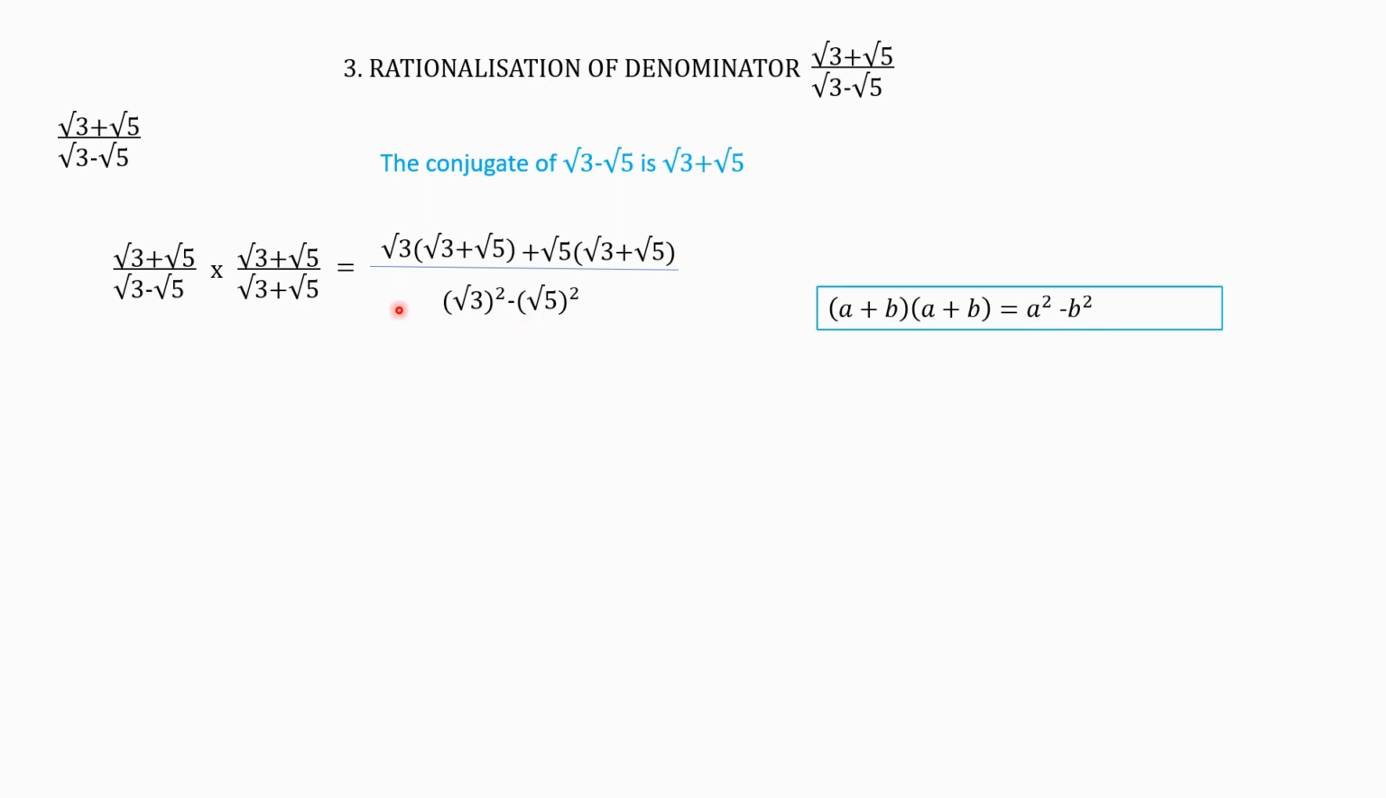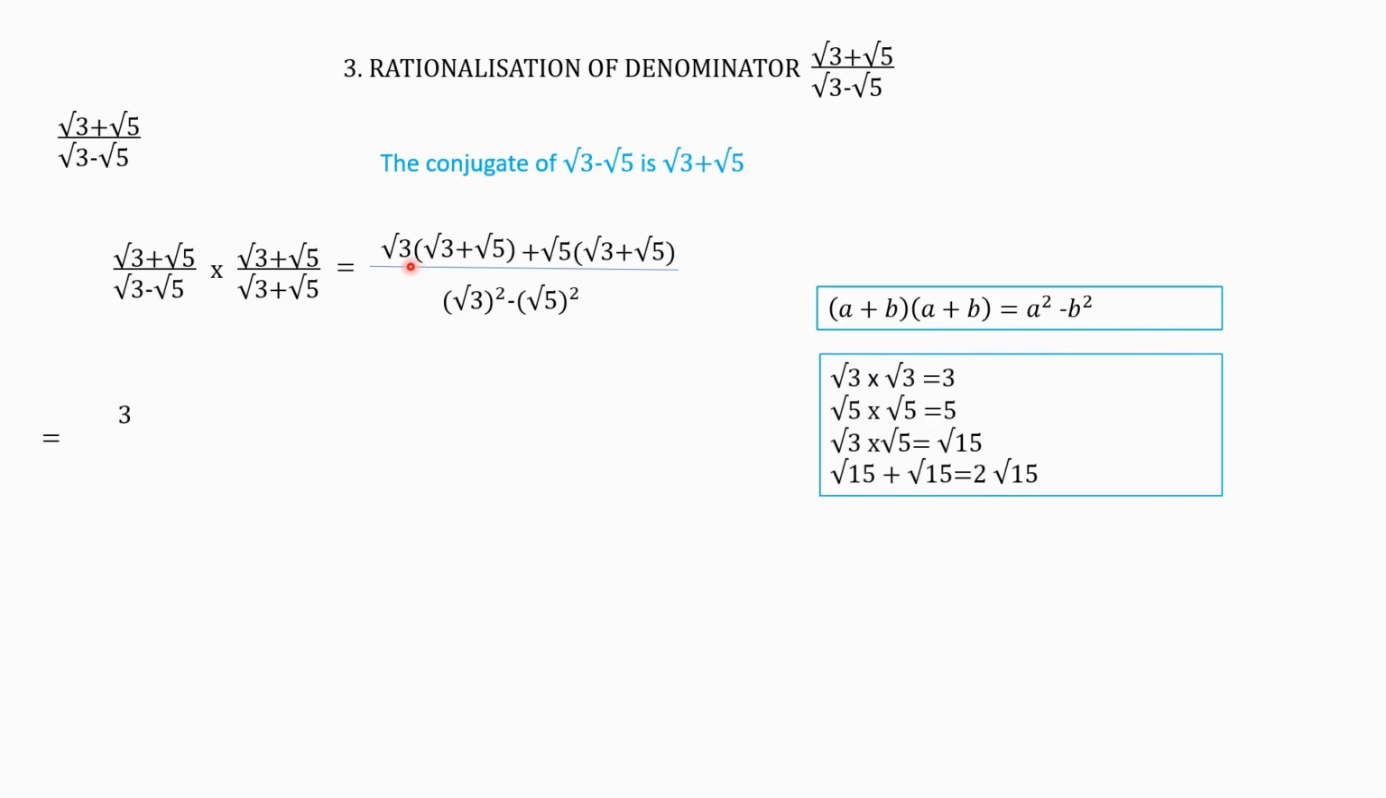Next step, let's open up the bracket. We have root 3 into root 3 as 3. Please note that root 3 into root 3 here, the roots cancel each other and we get 3. And root 3 into root 5, we get root 15. And again, plus root 5 into root 3 we get root 15, and plus root 5 into root 5, we get 5. Please note that root 5 into root 5 here, the roots cancel each other and we get 5.